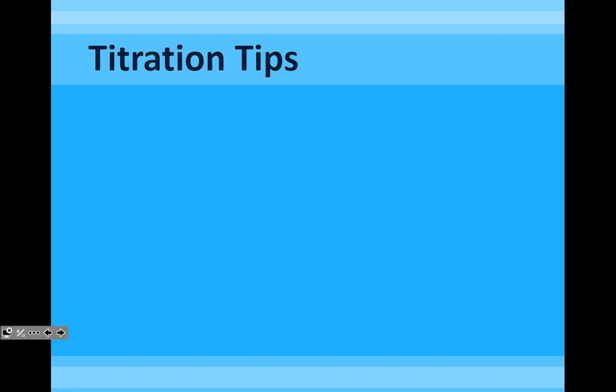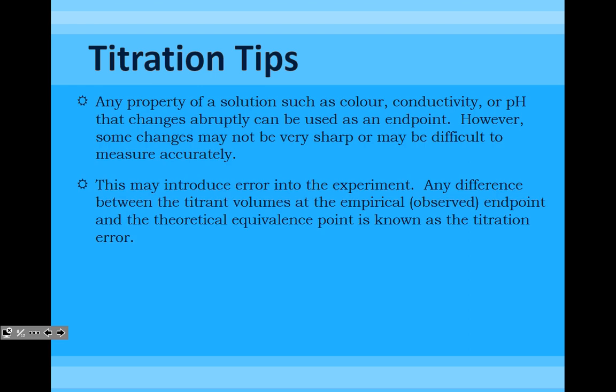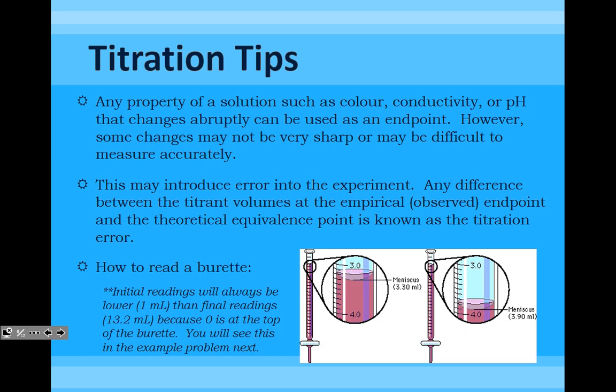Okay? Here are some tips. Any property of a solution such as color, conductivity, or pH that changes abruptly can be used as an endpoint. However, some changes may not be very sharp or may be difficult to measure accurately. This may introduce error into the experiment. Any difference between the titrant volumes at the empirical or observed endpoint and the theoretical equivalence point is known as a titration error.